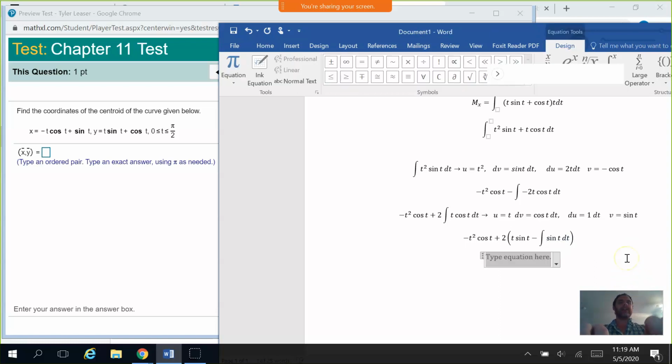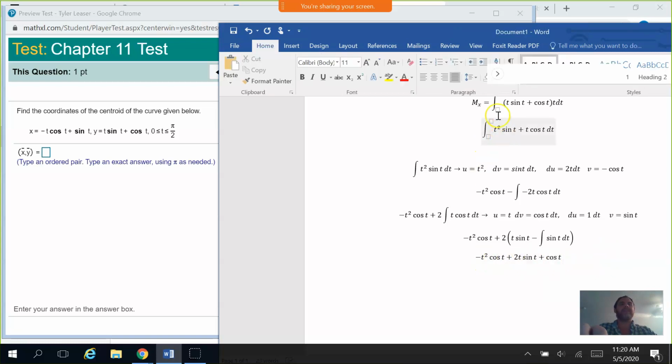All right, and then just cleaning that up, we have the negative t squared cosine t out in front. We're going to have the plus 2t sine t from here. This negative integral of sine is going to change into a positive cosine, and then we have to bring the 2 in. So plus 2 cosine of t. There we go. So there's the antiderivative of this first one.